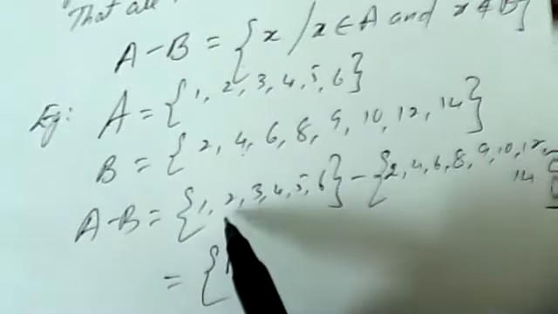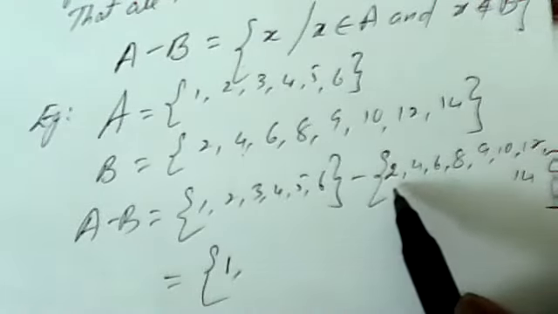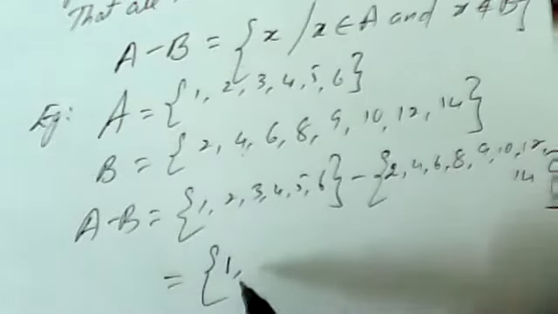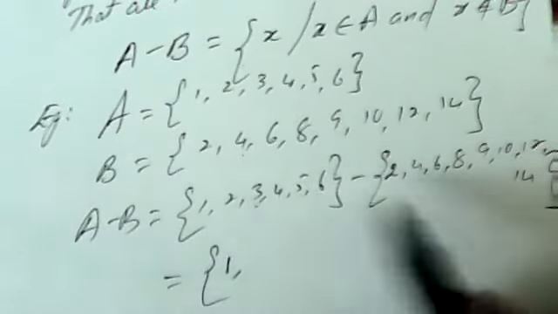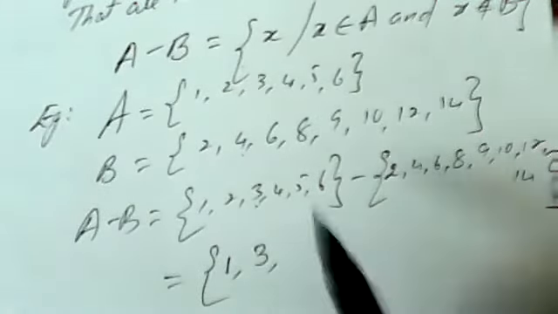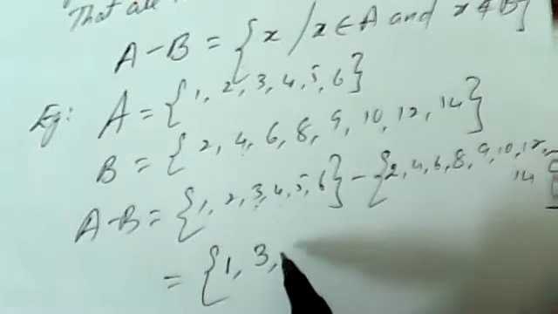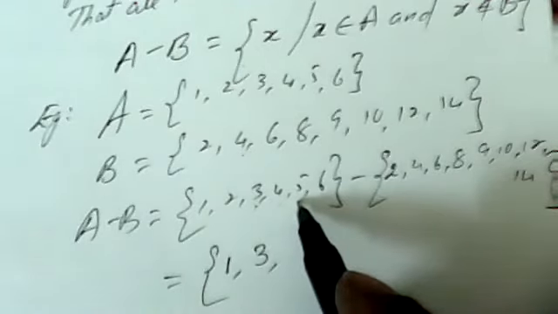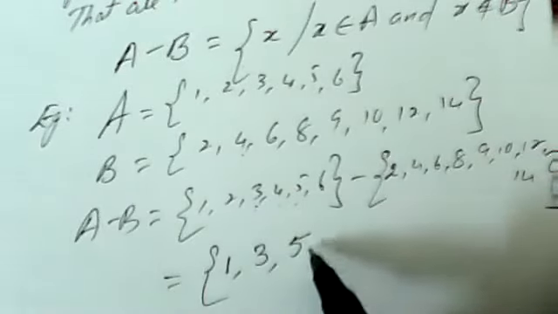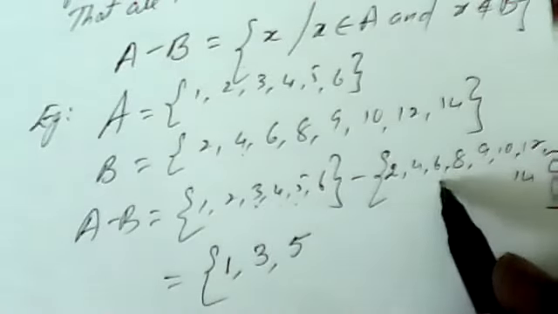Again we see 2. 2 is in A, yes, sir. But 2 is also in B. So we should not write this 2 here. Okay. 3. 3 is in A and not in B. So we can write 3. 4 is in A, but it is in B, so we should not write 4. 5. Element 5 is in A and not in B. So we can write this 5. And how about 6? 6 is in A, and is it in B? No, sir, it is in B also. So we should not write this.